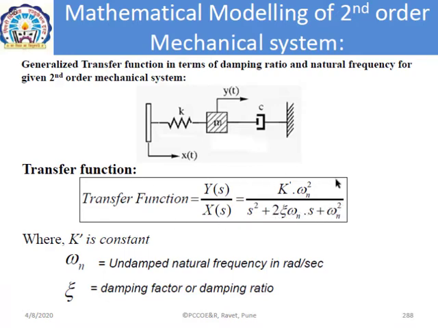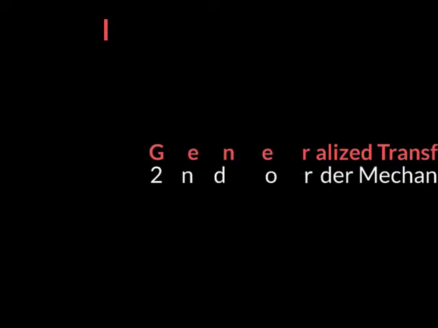This gives the generalized transfer function of any second order mechanical system, and hereafter we are going to use this equation to solve the numericals, where K' is a constant, omega n is the undamped natural frequency in radian per second, and zeta is the damping factor or damping ratio. We'll try to understand all these terms through the derivation. So we are going to derive by using a mechanical system which has a second order, and through that derivation we'll try to understand how we obtain this transfer function as a generalized form. Let us move towards the derivation of the second order mechanical system so that we obtain the generalized form of a transfer function.